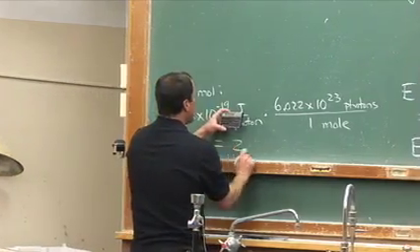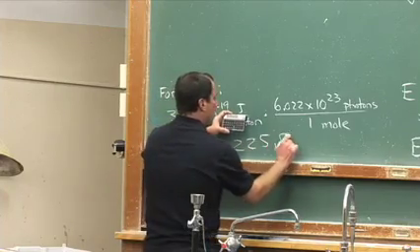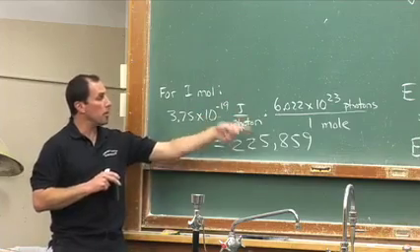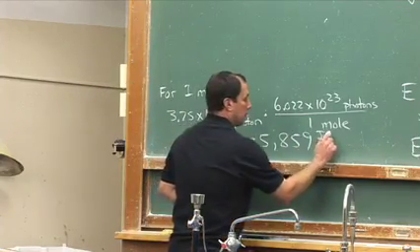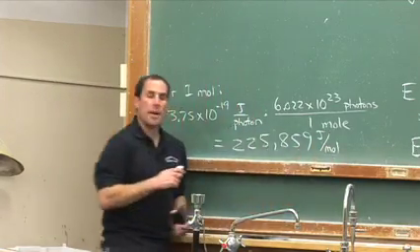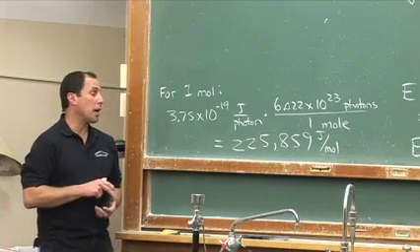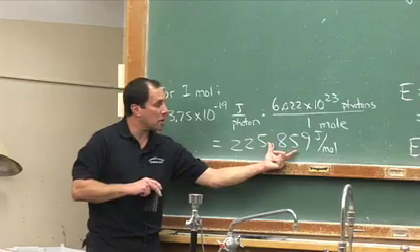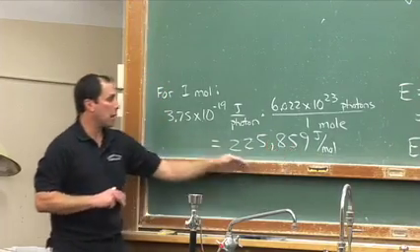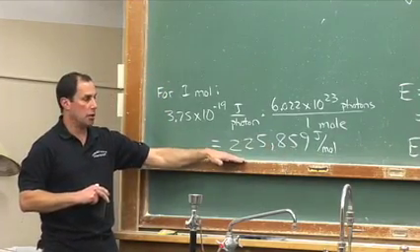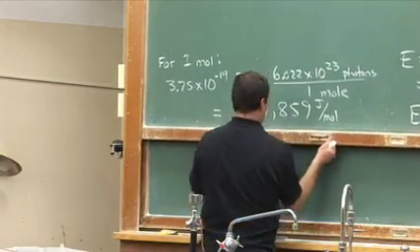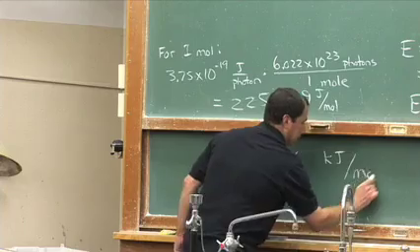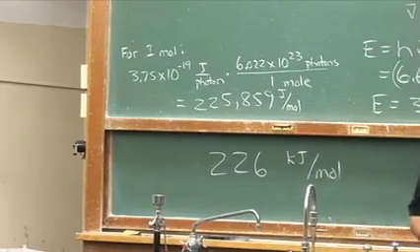And I come up with, let's see, 225,859, that's what my calculator tells me, joules per mole. Far too many sig figs, and quite an uncomfortable number, 225,859. If I divide this by 1,000, I'm in kilojoules per mole, so I'm going to call it 226 kilojoules per mole. We just did an energy calculation.